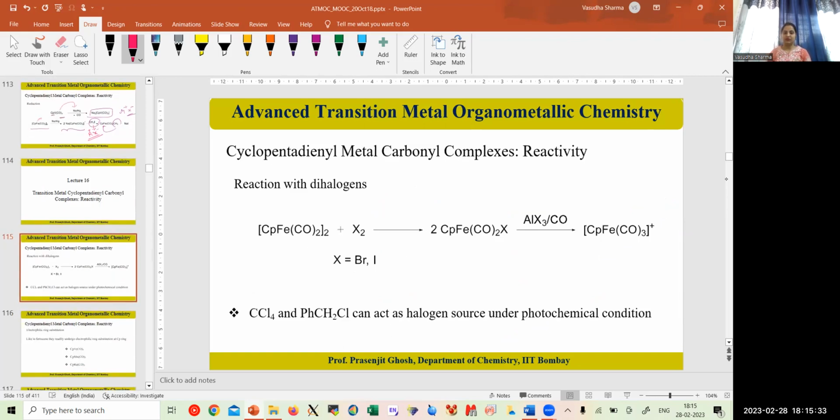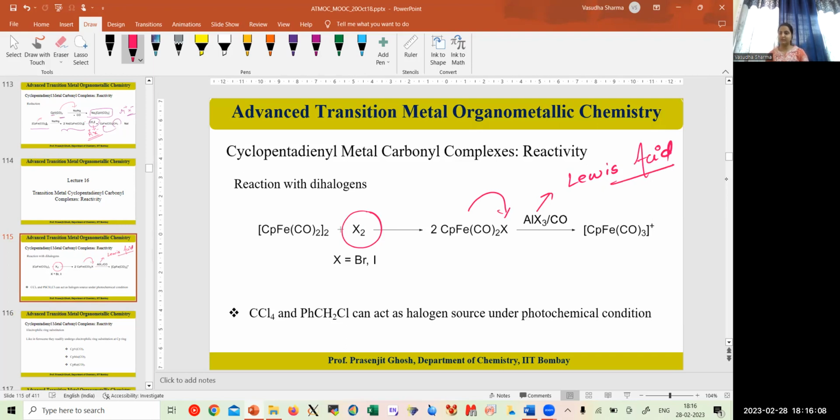For example, earlier we were just looking at the sodium amalgam kind of reactivity. Now, how do dihalogens show reactivity? If we want to halogenate it, to put the halogen group there, the dimer will convert to a monomer with a halide group in it. And in presence of a Lewis acid, AlX3, any AlCl3 or AlBr3 you will take, it would be a Lewis acid.